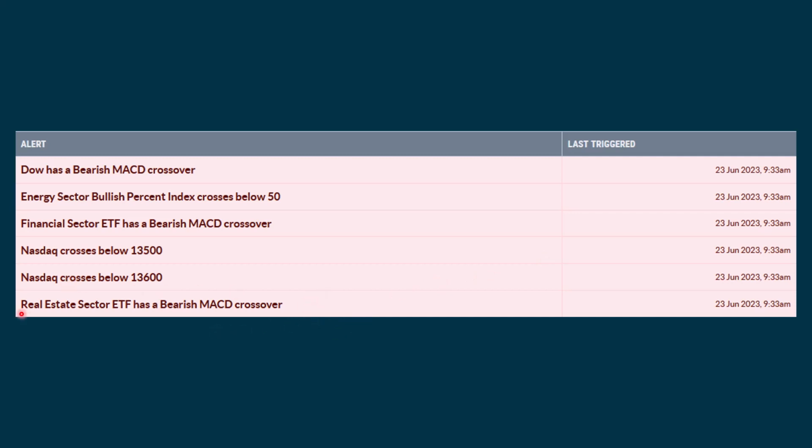Right after the market opened, the real estate sector had a bearish MACD crossover. The NASDAQ crossed below 13.6, then 13.5. The financial sector had a MACD crossover. Energy also had a bullish percent index that dropped below 50. You kind of get the point here. When they're red, that means they're more negative. When they're blue or green, that's when they are more positive.